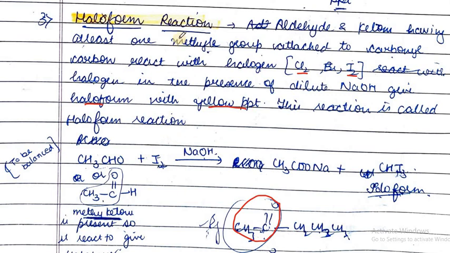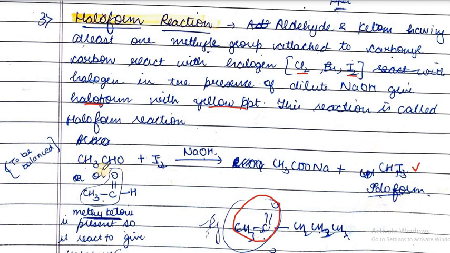So this reaction is the haloform reaction, in which aldehydes or ketones having at least one methyl group attached to the carbonyl carbon, that is methyl ketones, react with halogen, chlorine or iodine, in the presence of dilute NaOH to give haloform with yellow precipitate. This reaction is called the haloform reaction. So the yellow precipitate indicates that it is a compound with a methyl ketone group, and it is given by a haloform. In this case it is iodoform. So if it is iodine, then we get iodoform. If it is chlorine, then we get chloroform.